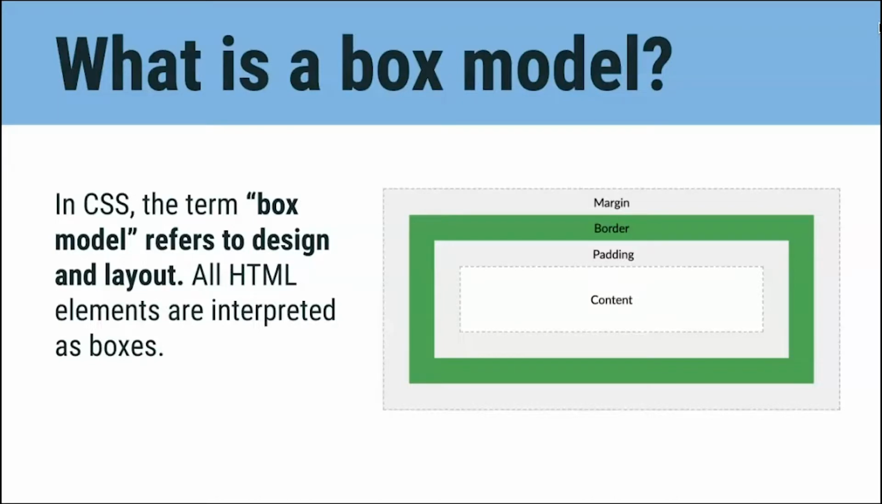In CSS, we use the term box model when referring to design and layout. In this model, all HTML elements are interpreted as boxes. As such, the CSS box model is a box that wraps around every HTML element. The box model, illustrated in the picture on your screen, consists of the margin, border, padding, as well as the content itself. We are now going to walk through how the margin, border, and padding actually interact with the content.